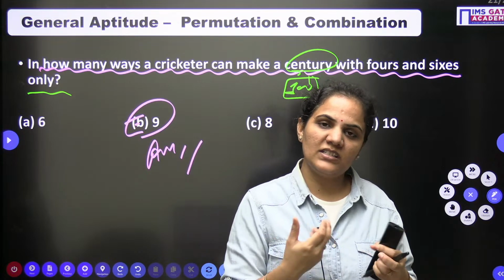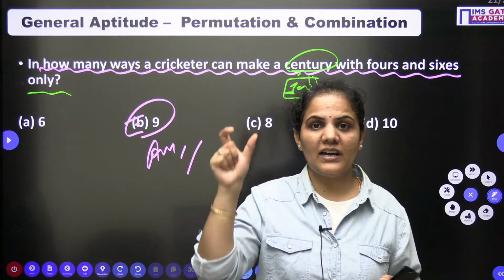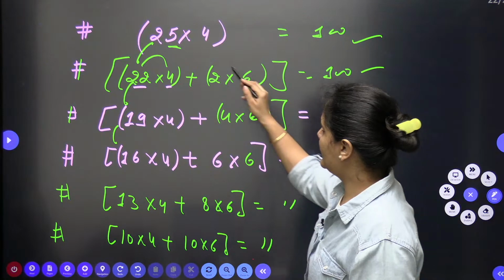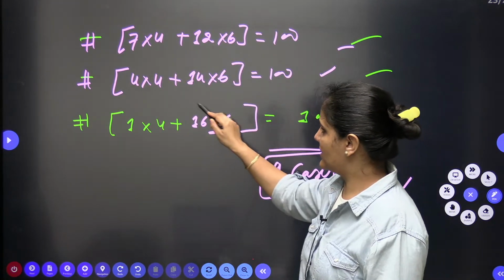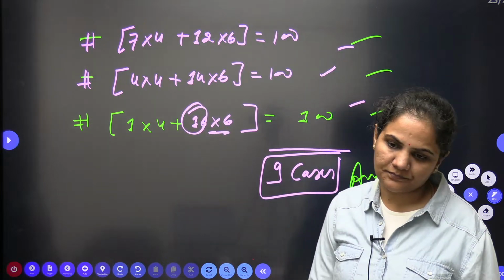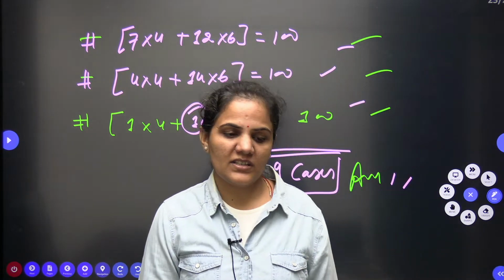So how many 4s and 6s you need to select for making 100? So that you need to check here: the maximum is 25 fours, and here the maximum is 16 sixes. Okay. Alright, so I hope this is clear to everyone.